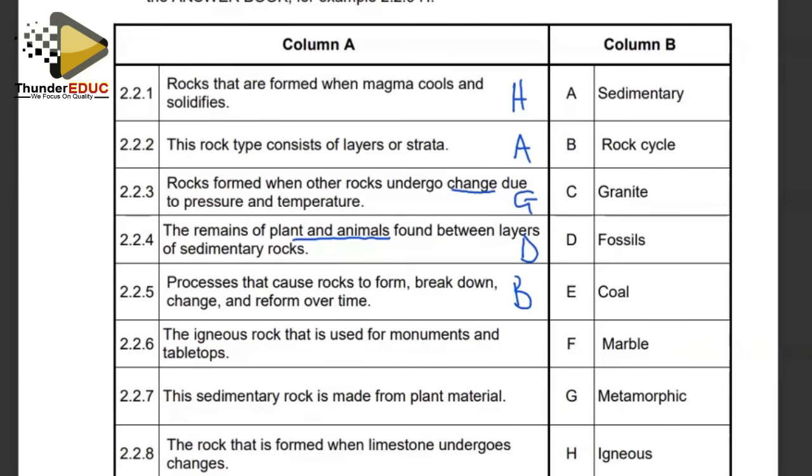Right, the igneous rock that is used for monuments and tabletops. What kind of igneous rock do we use for monuments and for tabletops? Tabletops, you see that they are made of granite. We use the granite rock.